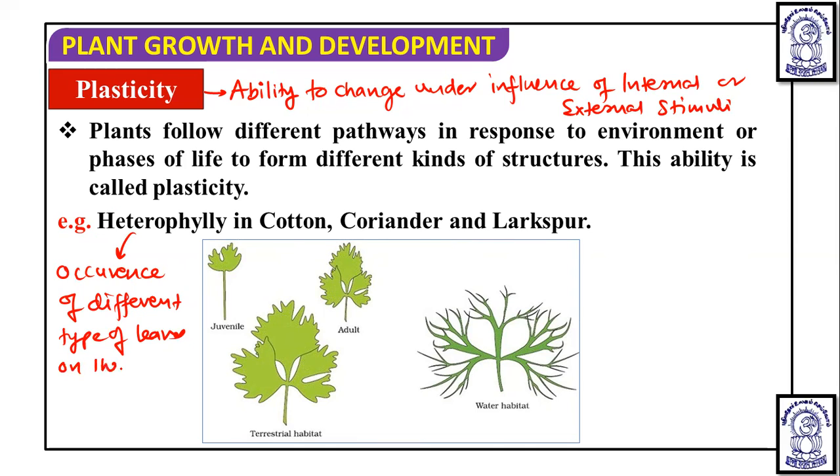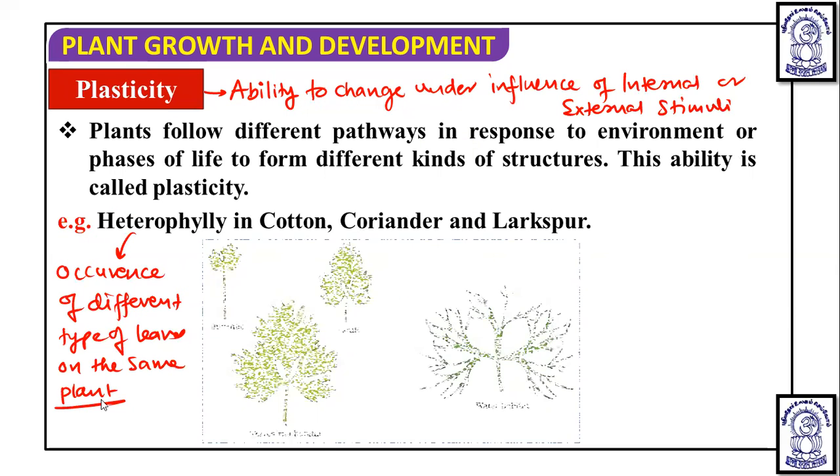On the same plant, during the developmental changes, or a different type of leaves in the juvenile and adult phase, or a different type of leaves in the same plant in a terrestrial habitat and aquatic habitat. So that is heterophyly. That is the occurrence of different types of leaves.